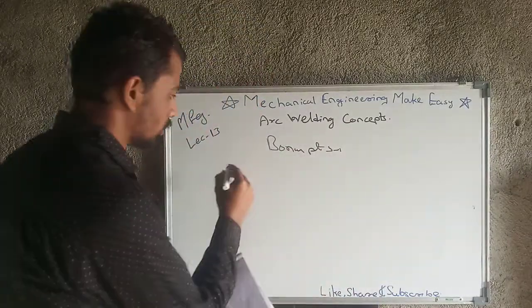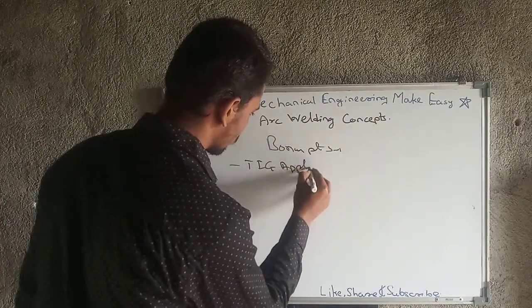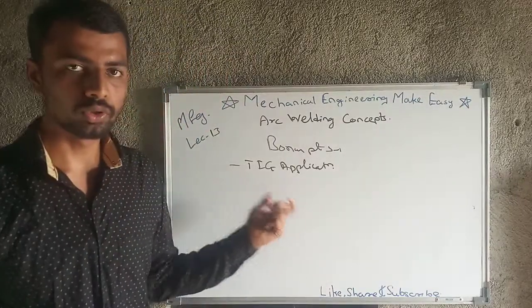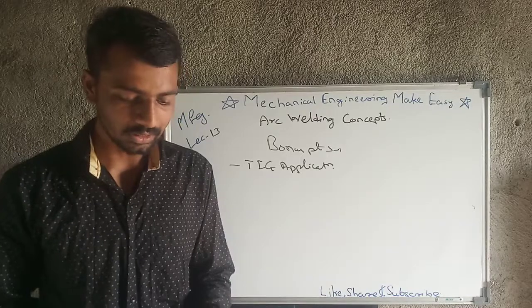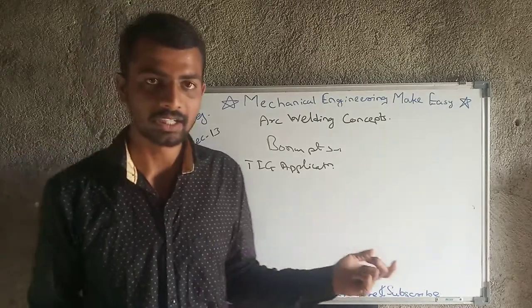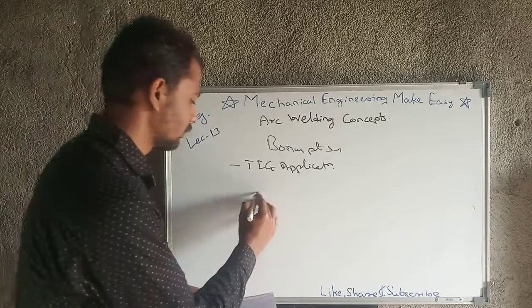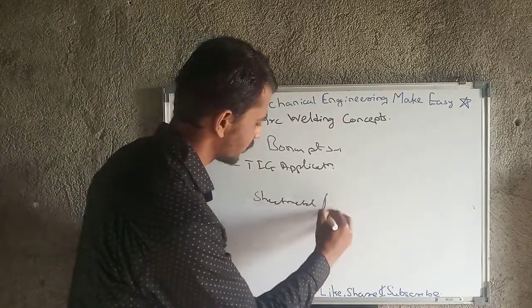First, we will look at tungsten inert gas welding applications. Where do we have to use TIG, tungsten inert gas welding? We can use TIG on sheet metal and thinner sections.